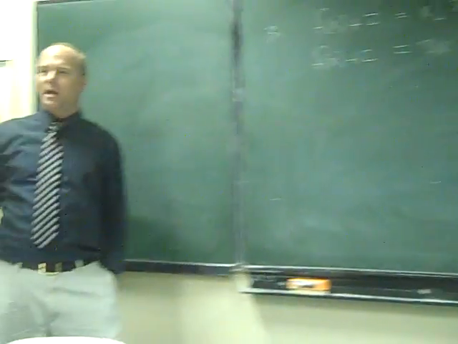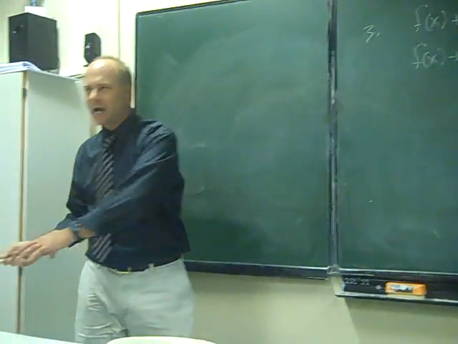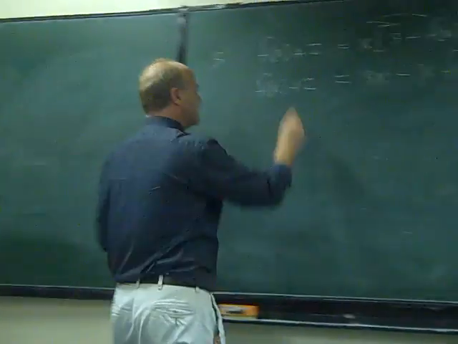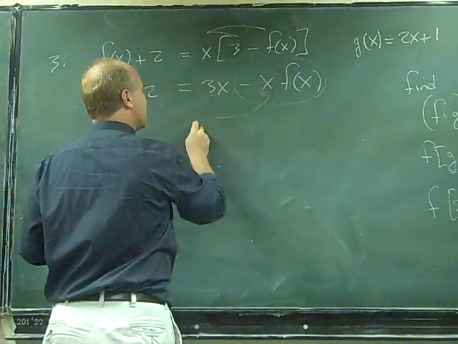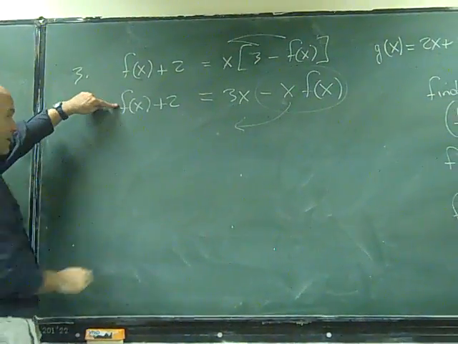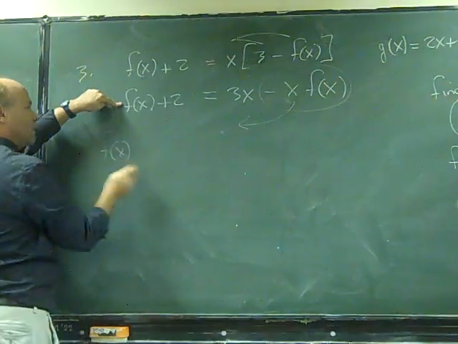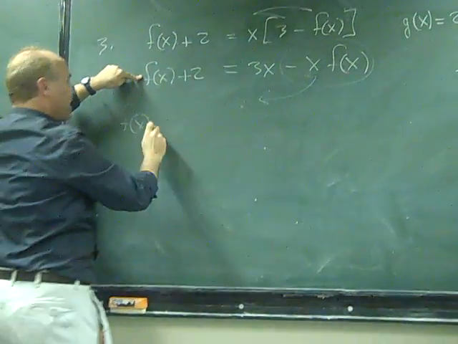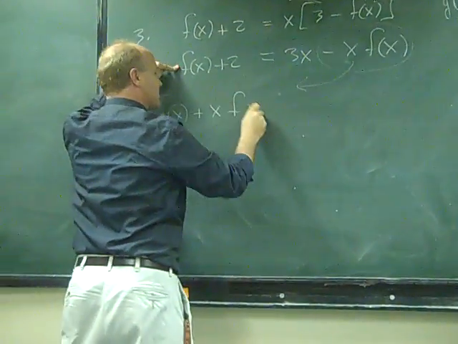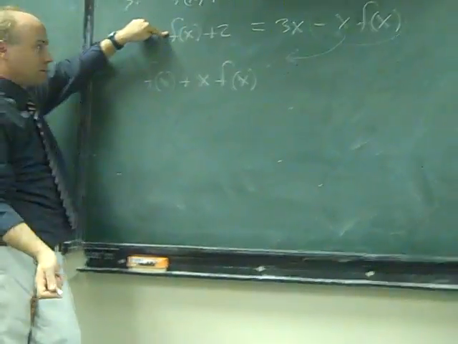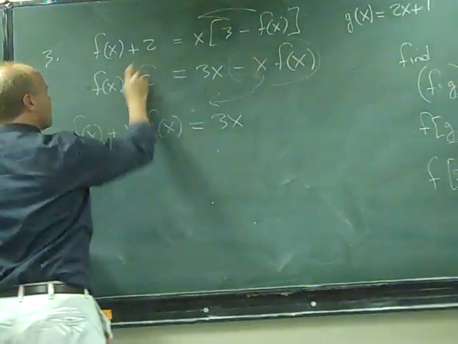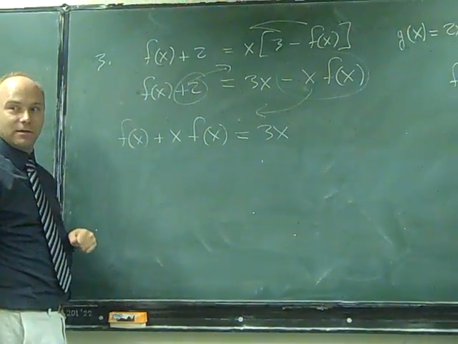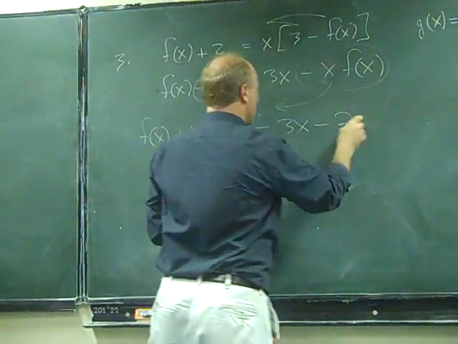Alright, now, pieces that have f of x's send to one side, pieces that don't send to the other. So how about like this? Let's take this minus f of x, send it over here. So we have f of x. This one comes over as plus x f of x. Are you with me? Okay? Equals 3x, and the plus 2 has to go to the other side. So the minus 2. Okay?